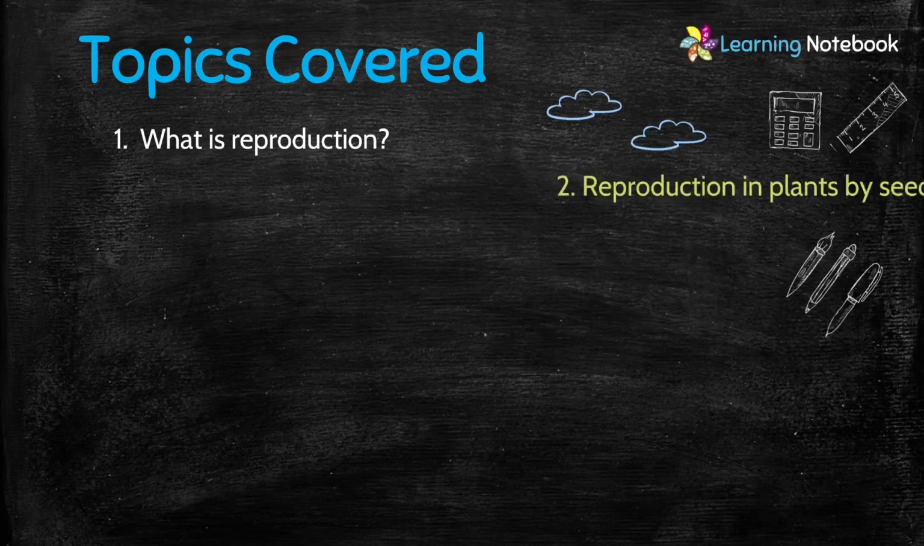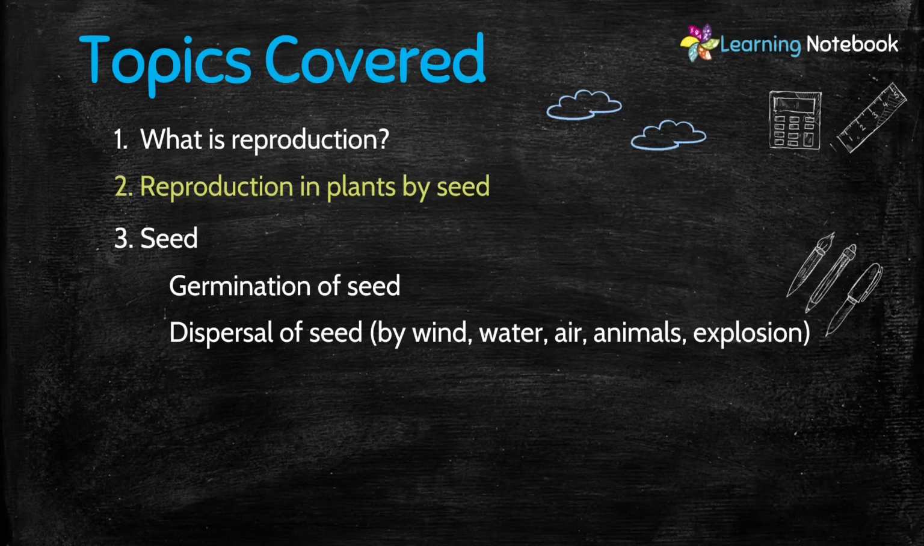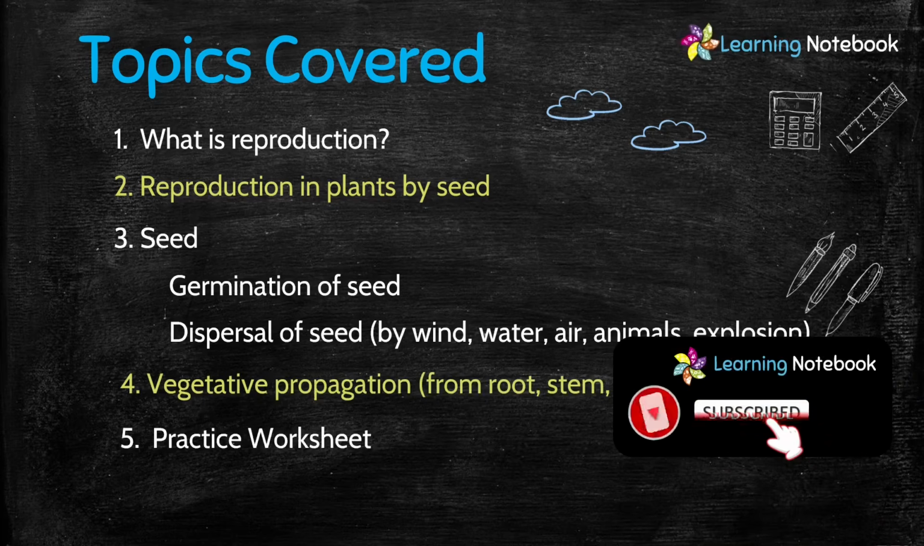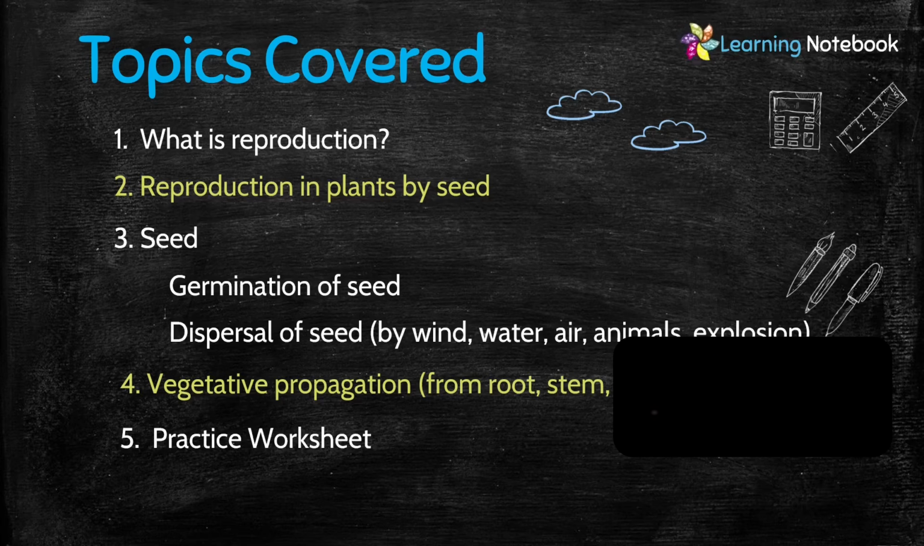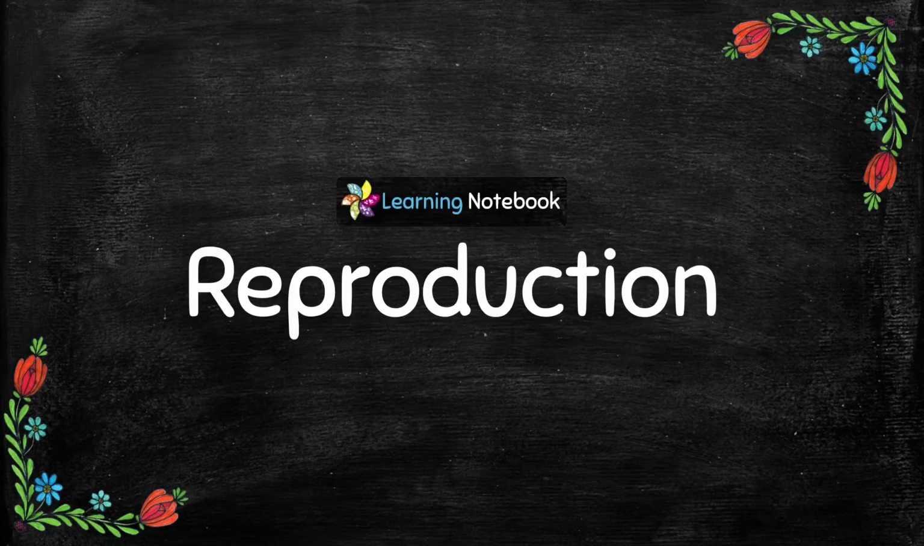Let's see what all topics we are going to cover today in this video. First, we will learn what is reproduction. Then we will understand reproduction in plants by seed. Then we will learn about seed, germination of seed, and dispersal of seed by wind, water, air, animals and explosion. After that, we will discuss vegetative propagation, that is from root, stem, leaf and spores. And in the end, students, I will give you a worksheet for your practice. So let's start with reproduction.